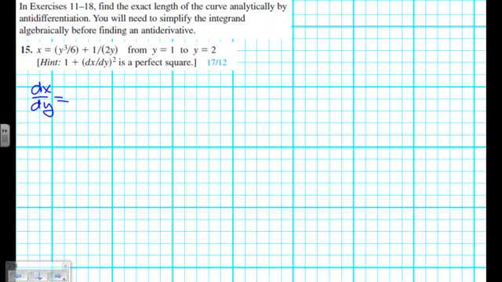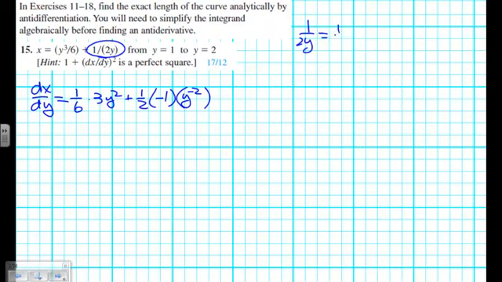Is equal to, let's see, 1/6 times 3y squared plus 1/2 times negative 1 y to the negative 2. I think I did that right. Well, when I'm looking at that one, I'm thinking of it as 1 over 2y. I don't like that, so I'll think of it as 1/2 times 1 over y. And I don't like that, so I'll think of that as 1/2 times y to the negative 1. Okay, I see: bring the power down, reduce the power by 1.